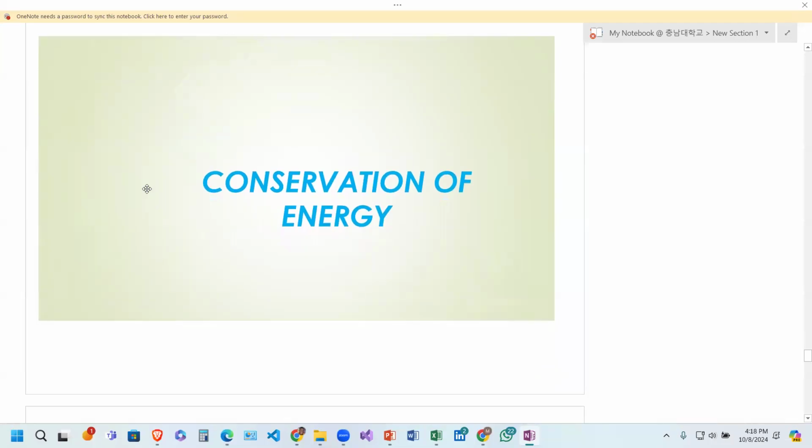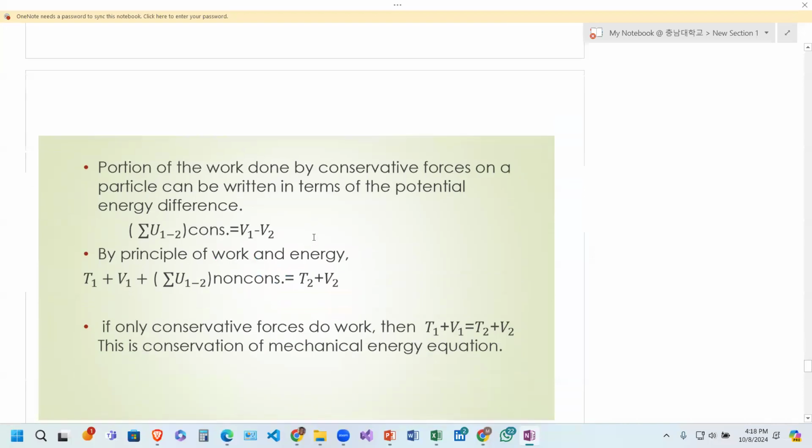So now let's dive into conservation of energy. The portion of the work done by conservative forces on a particle can be written in terms of a potential energy difference. Remember we said T1 minus T2; now this is the potential energy. We have V1, with V representing potential energy. So the potential energy at the starting position minus the potential energy at the final position is equal to the work done.